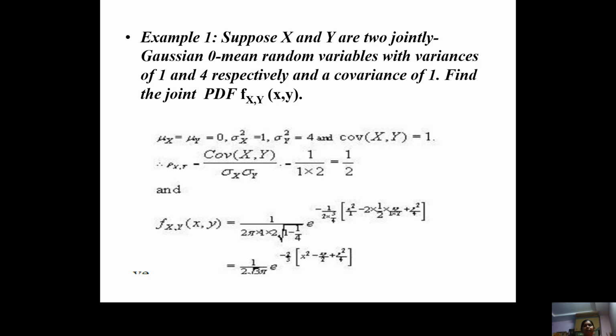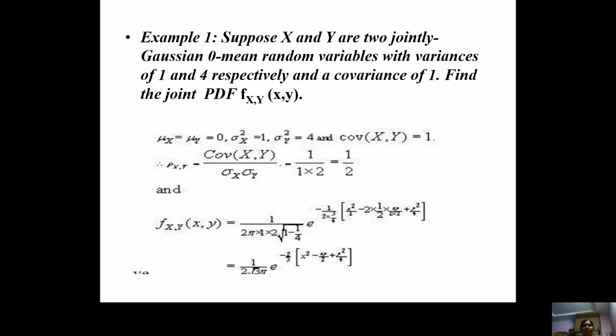And here we have one more example problem. Here we are going to find the joint probability distribution function. Suppose X and Y are two jointly Gaussian, zero mean random variables with variances of 1 and 4 respectively and a covariance of 1. Find the joint probability density function f_XY of x, y.